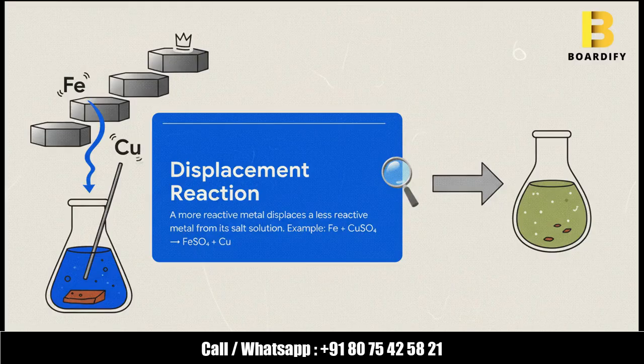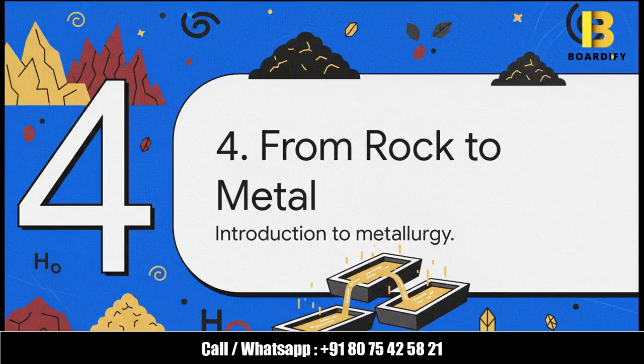Any metal that's higher on the list can knock a metal that's lower on the list right out of its compound. So in this case, iron is higher up than copper. So it just waltzes in and kicks copper out of the copper sulfate solution. Simple as that. The more reactive metal always wins. So all this theory is fantastic. But what's the point? How do we actually use it in the real world?